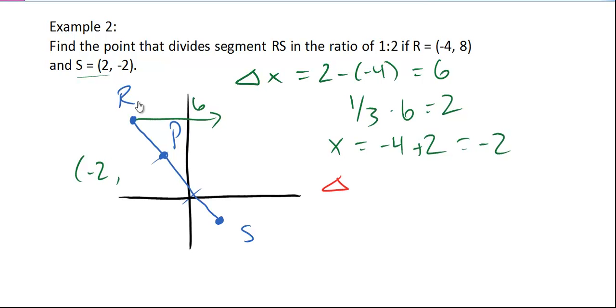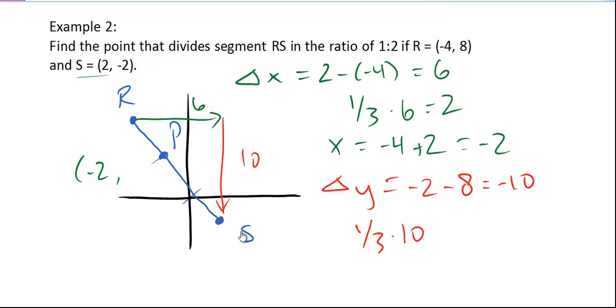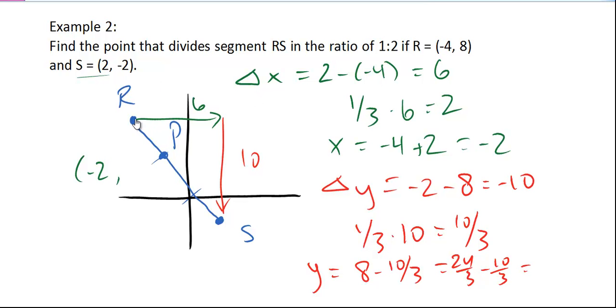And now I do the same thing for y. My change in y is, again, -2 minus 8. It's -10, right? This makes sense because I'm going down 10 units. Okay, so if I do 1/3 of 10, that's 10 thirds. And so my y coordinate should be 8 minus 10 thirds, which would be the same as 24 thirds minus 10 thirds, which is 14 over 3. So my y coordinate is 14 over 3.